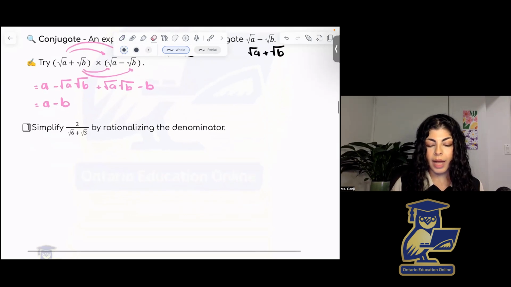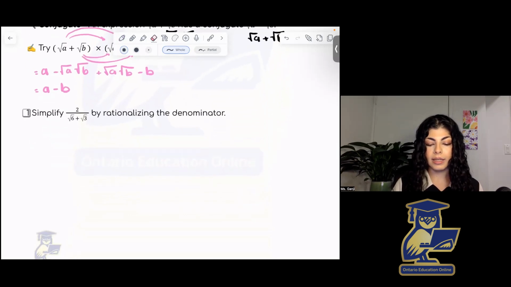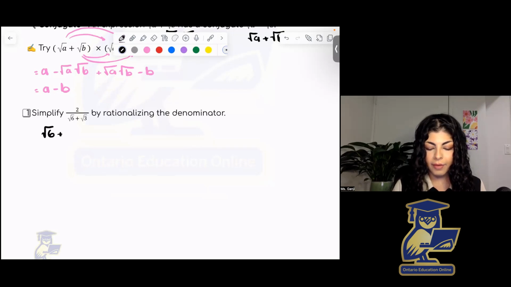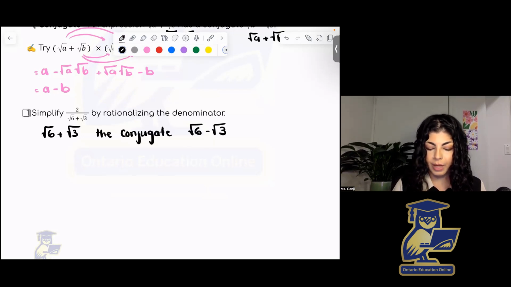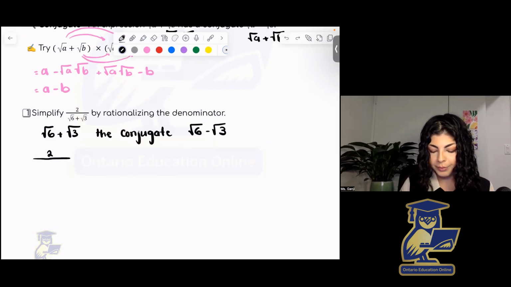And now let's try simplifying this by rationalizing the denominator. Starting with the conjugate, because we have two square roots added, the conjugate will be the same square roots, but now subtracted. So we start with our fraction.